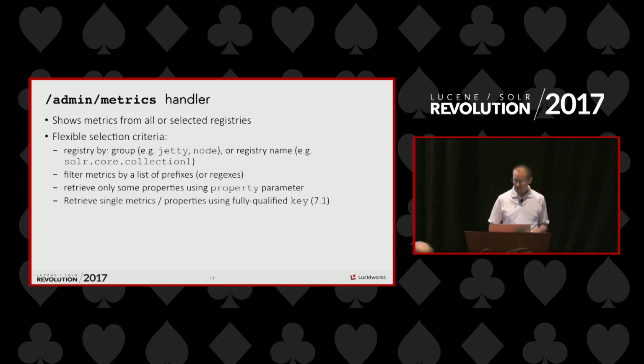A few words about this admin metrics handler. Using this handler, you can access basically all metrics. It doesn't mean that you have to retrieve all metrics in each call, because there are flexible selection criteria that you can use to select what metrics you want to retrieve and even what properties of these metrics you're interested in. So you can select registry by group using this Solr info bean group property. So for example, you can use Jetty, Node, Core, etc. Or you can use this full registry name, as I showed before.